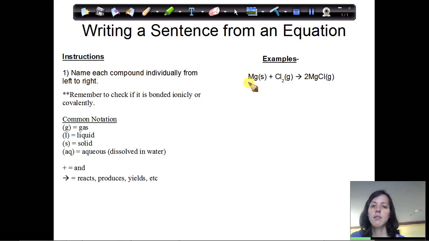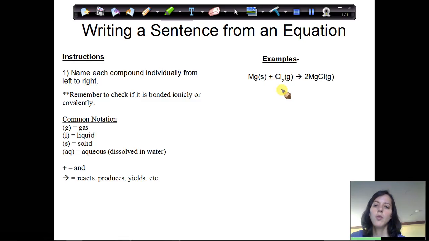We have S, which stands for solid. So in this case, magnesium is Mg. So we have solid magnesium, and G stands for gas. So we have solid magnesium and chlorine gas, and it's producing, this is G, so it's producing magnesium chloride gas. So, as I just said that out loud, that's basically the sentence.